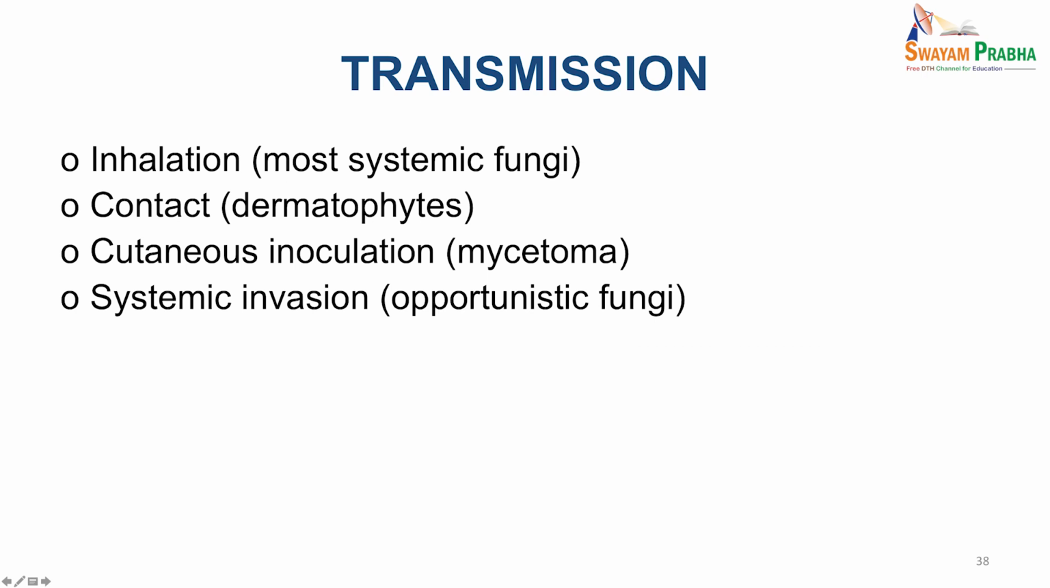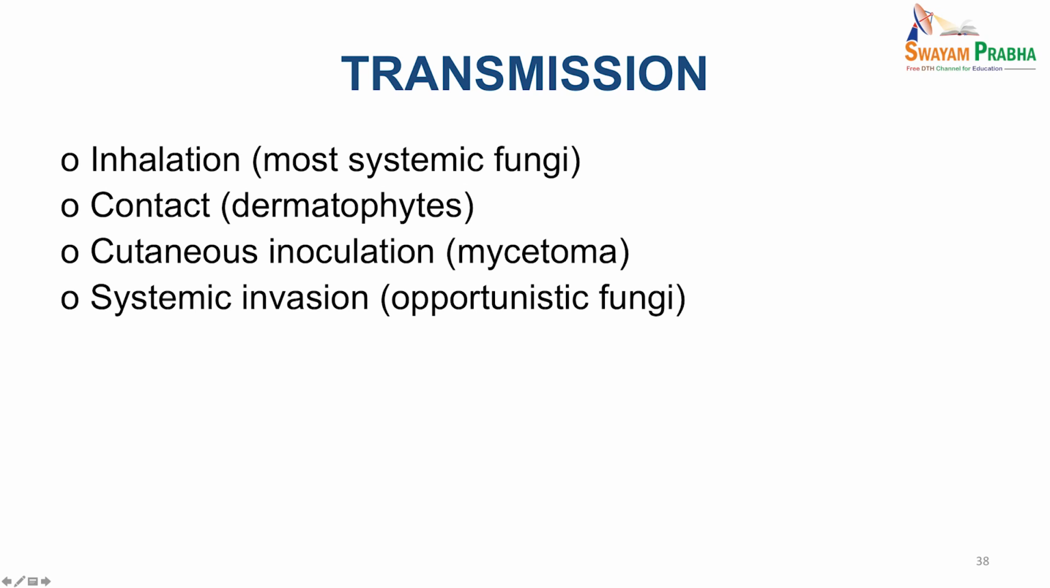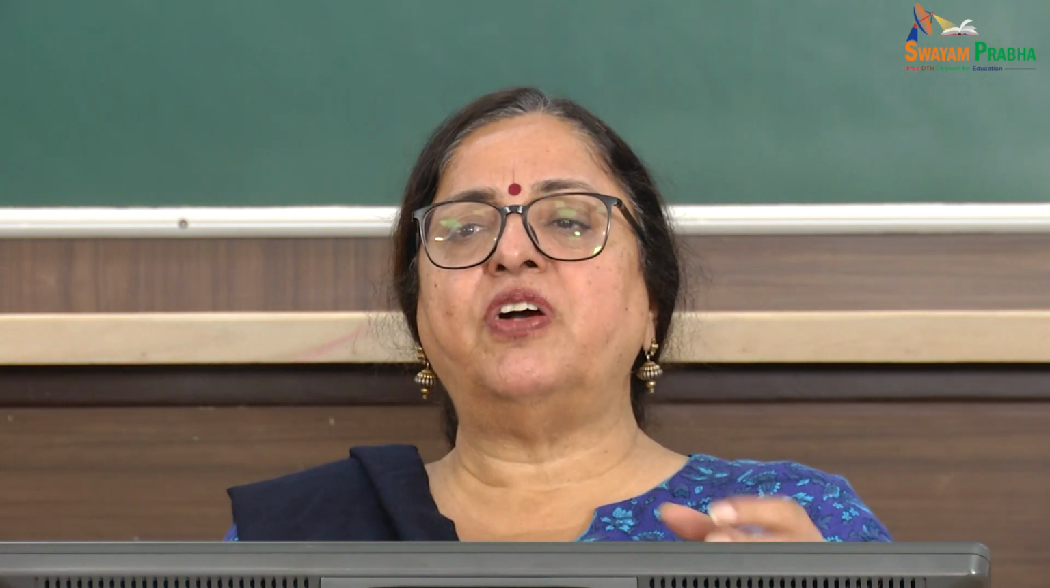So, how does the transmission of fungi occur? How does the patient get an infection? Either one can get it through inhalation, which occurs in most systemic fungi, like I told you earlier, or dermatophytes by contact can lead to infection, or sometimes if you have a traumatic inoculation, so you have a wound and a spore comes and gets lodged on it, then mycetoma and other diseases can develop. Or opportunistic fungi could cause systemic invasion, say in a patient who is on steroids or who has some treatment going on, and the fungus gets lodged and that causes disease.